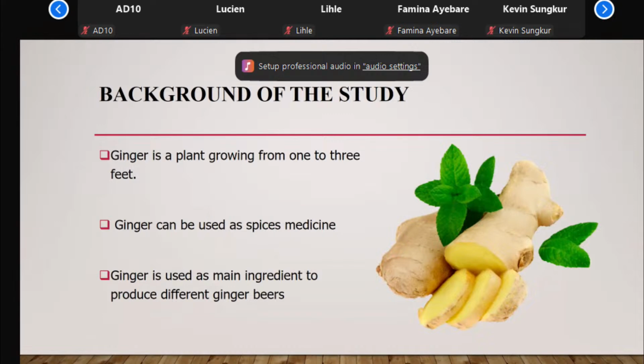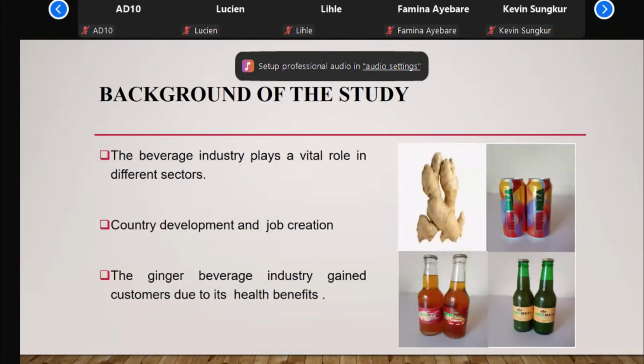Ginger is a plant growing from 1 to 3 feet. We all know ginger. We can use it in many aspects, like ginger can be used as a spice, medicine, and also can be used to produce different ginger beers. The beverage industry, especially here in Rwanda, plays a vital role in different sectors such as development of the country and job creation.